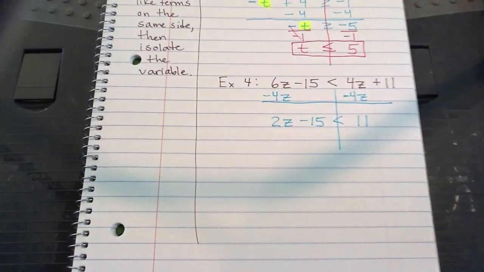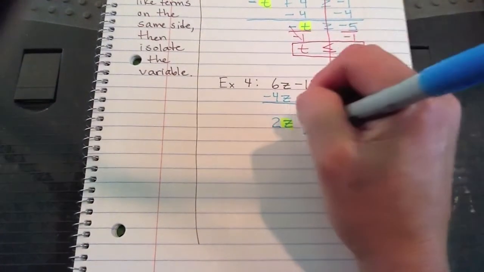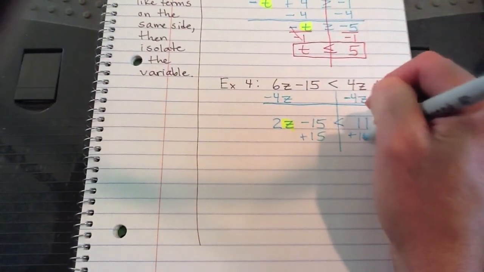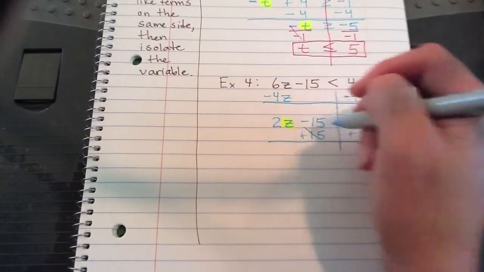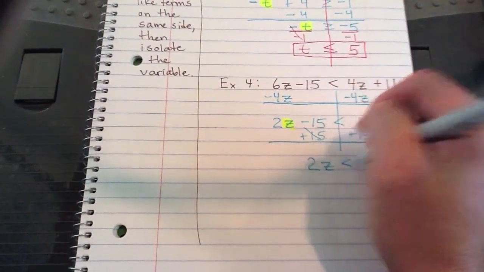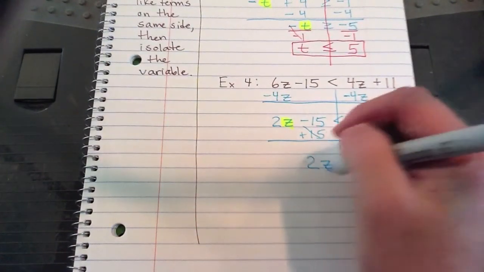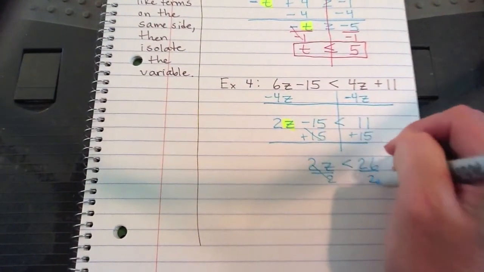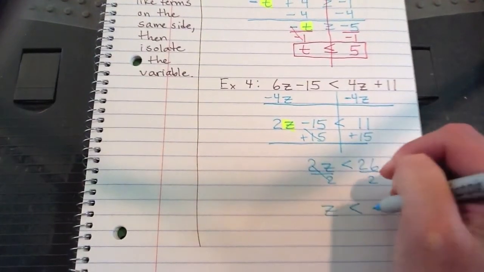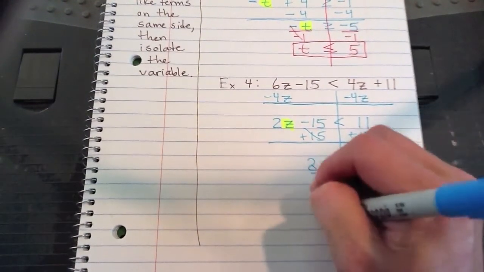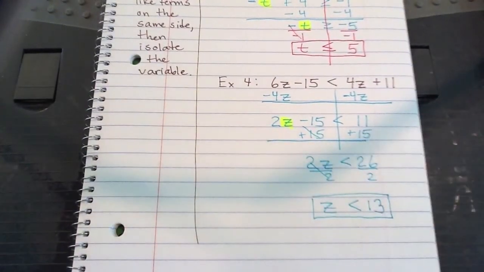Now I have my variable to one side right there, so I'm going to start working on isolating it. Move this term first, so I add 15 to both sides. I end up with 2z is less than 26. And now I'm going to go ahead and divide both sides by 2. And I have z is less than 13. I didn't have to flip my inequality around because I never multiplied or divided by a negative. Always look for that at the end.